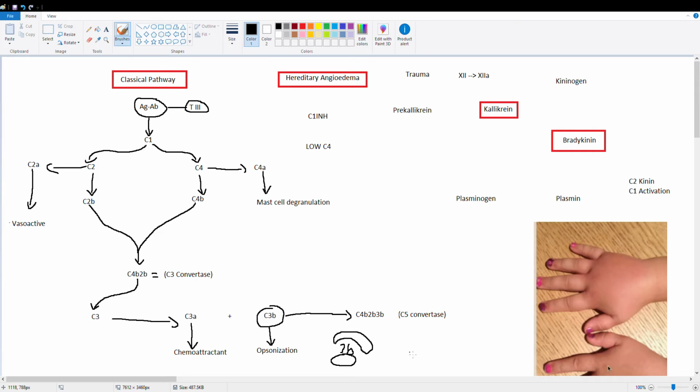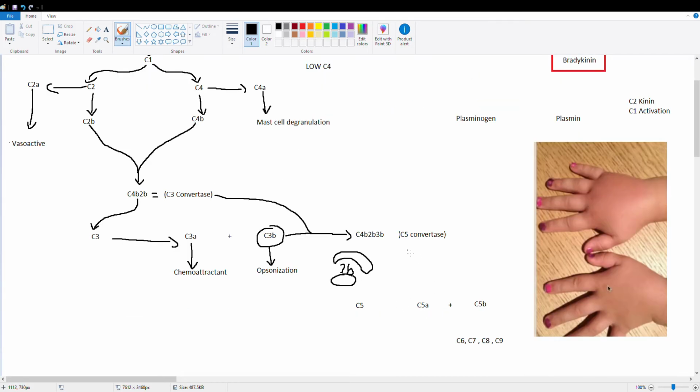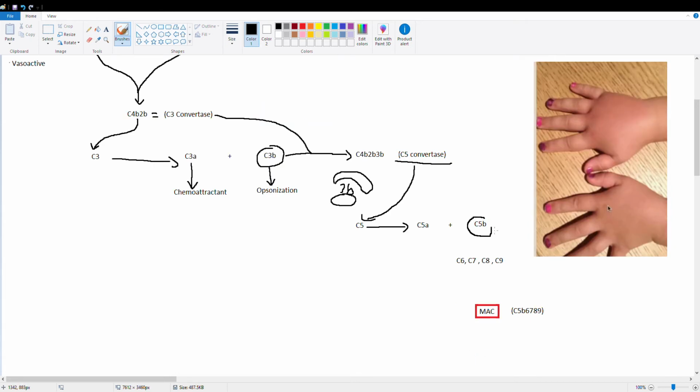So it helps the phagocytic cells along. C3b can now bind with C3 convertase, so the 4b2b, and form something called 4b2b3b, okay? And this is called C5 convertase. And guess what that's going to act on? Well, it's going to act on C5, and it's going to cleave it to C5a and C5b. Again, we care about the B component.